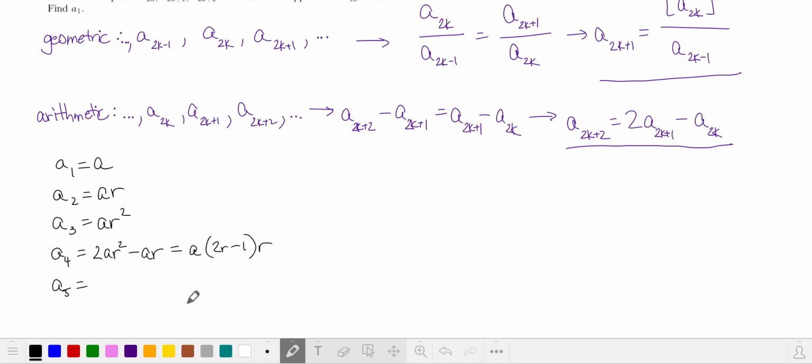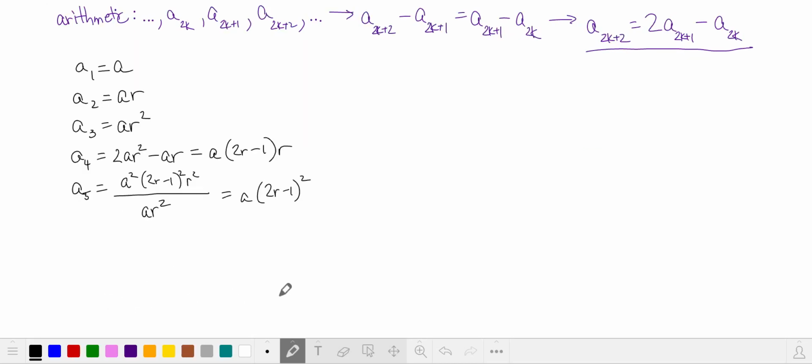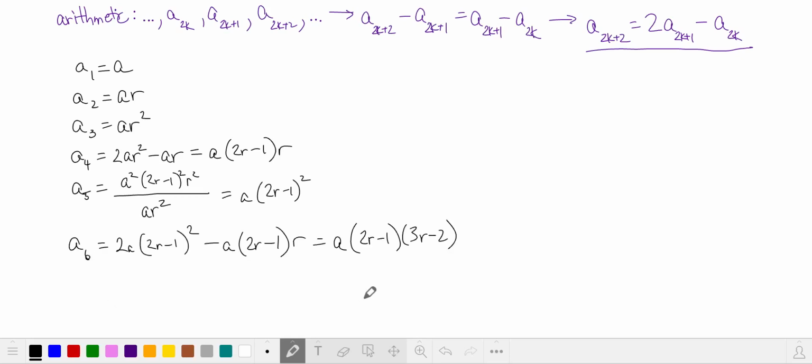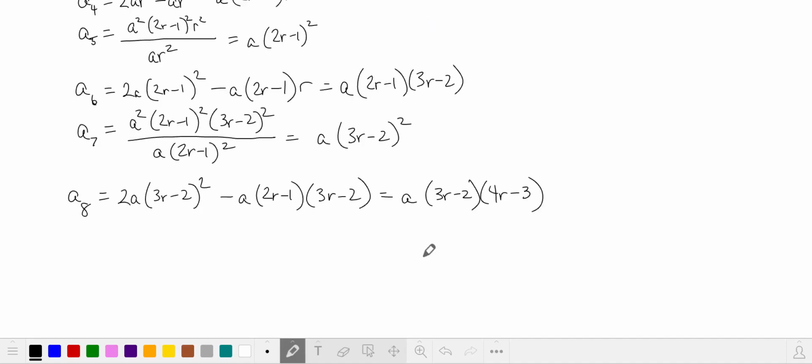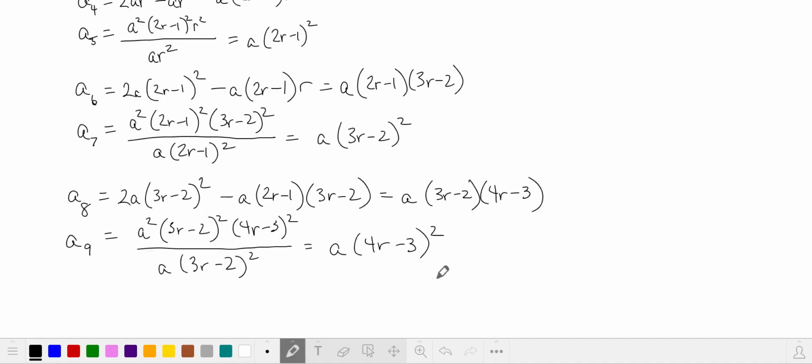A3 through A5 form a geometric series again. Canceling out terms, A4 through A6 form an arithmetic series again. We continue on like this, being really careful with our algebra, factoring, and canceling out terms. Here's A7, here's A8, here's A9.